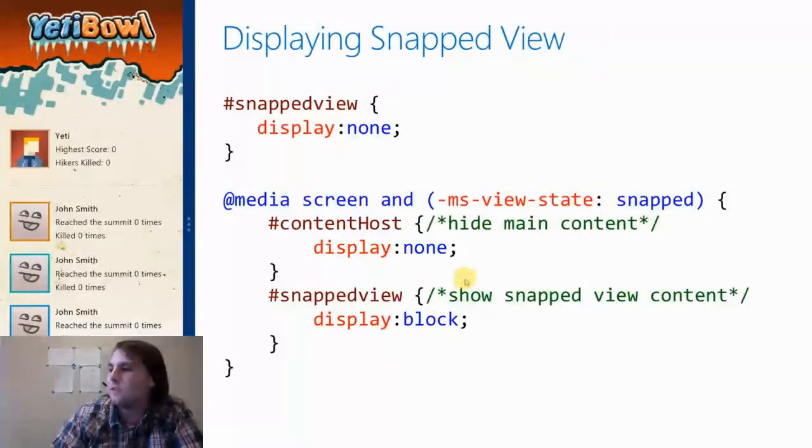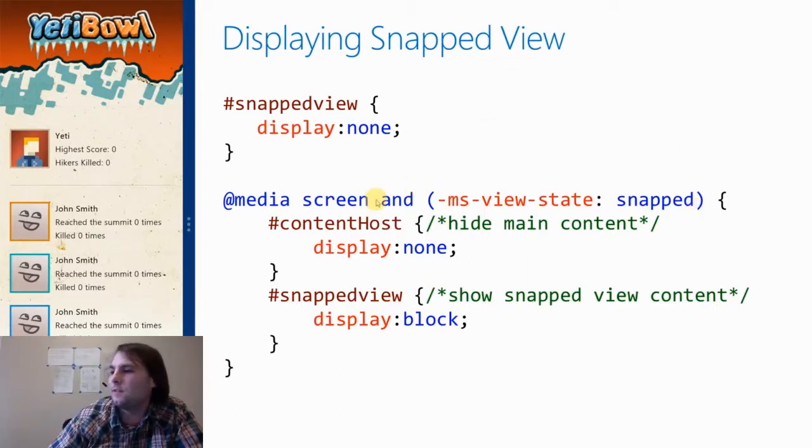So there's a couple things you can do for that. We opted to use the CSS3 queries available. That's this media screen here, and the MSU state snapped. That's obviously a special Microsoft property. There's snapped, there's filled, and full, I believe, is for when you're full screen. Filled is the two-thirds view, and snapped is the one-third view.